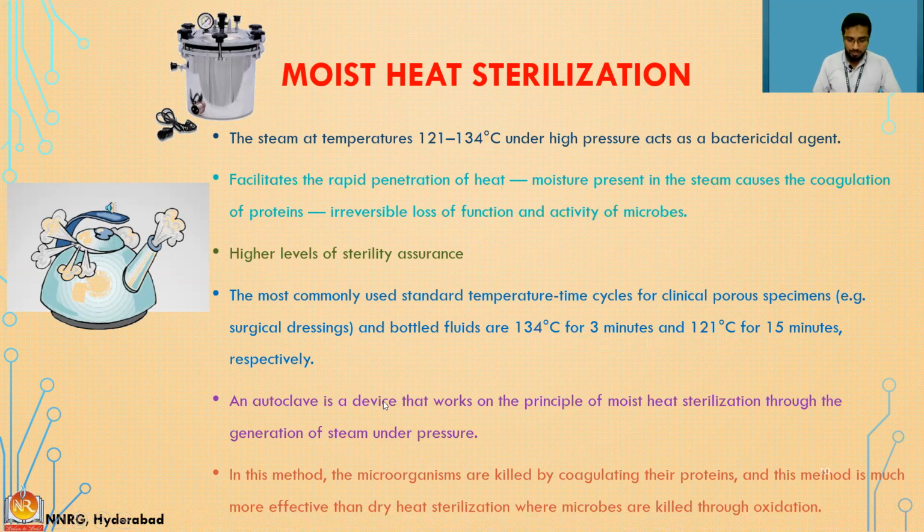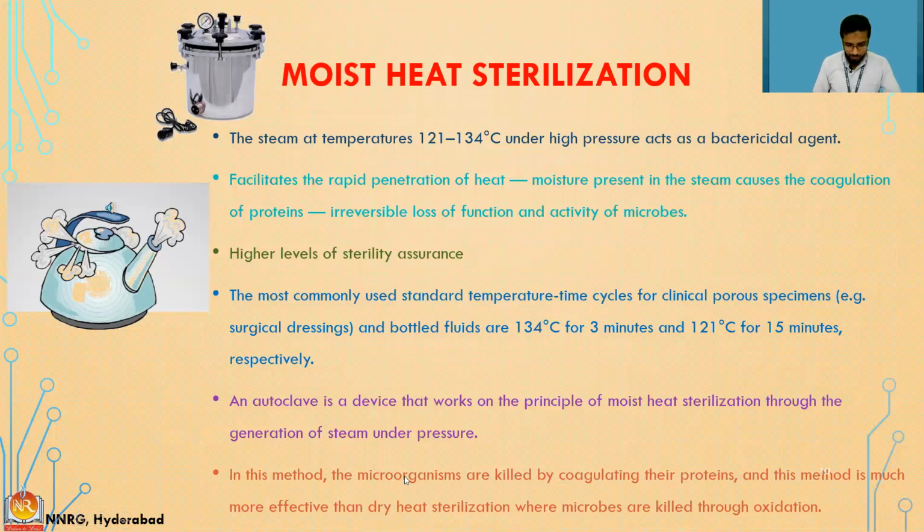An autoclave is a device that works on the principle of moist heat sterilization through the generation of steam under pressure. The best example that can be taken is a pressure cooker that we use in our homes. When we add dal into that and start heating after adding some water, because of the heat produced by the boiling water, the proteins, the dal or the cereals, are completely coagulated. As a result, the cells get broken up and we get a paste, right? That is the best way to describe the sterilization process in microbiology.